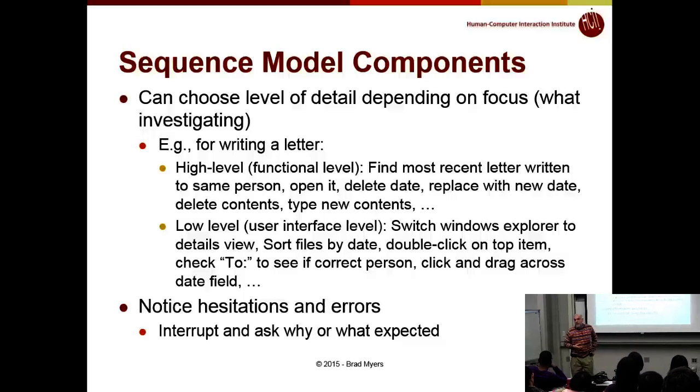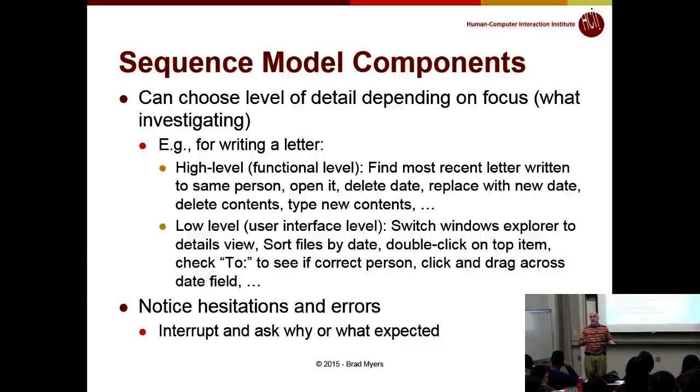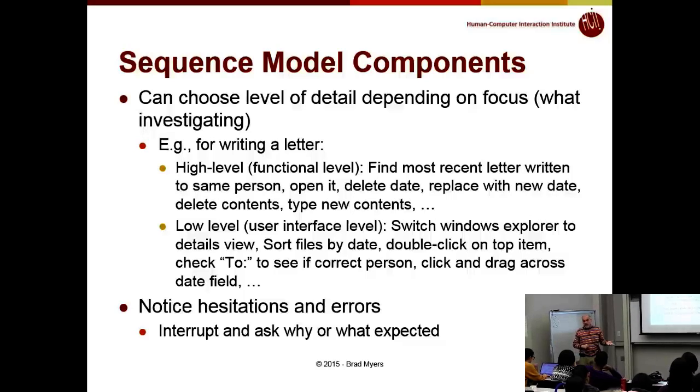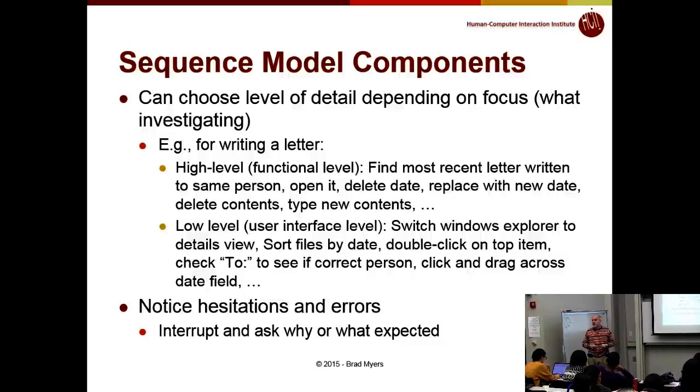Right? So say you have files in a file folder, and the user opens up one in order to write a new letter. So you could say, at the functional level, he finds the most recent letter written to the same person, opens it, deletes the date, replaces it with a new date, deletes the contents, and types new contents. So that's typically how I send new letters to people I've already written letters to. I find the last letter to them, and then I update things.